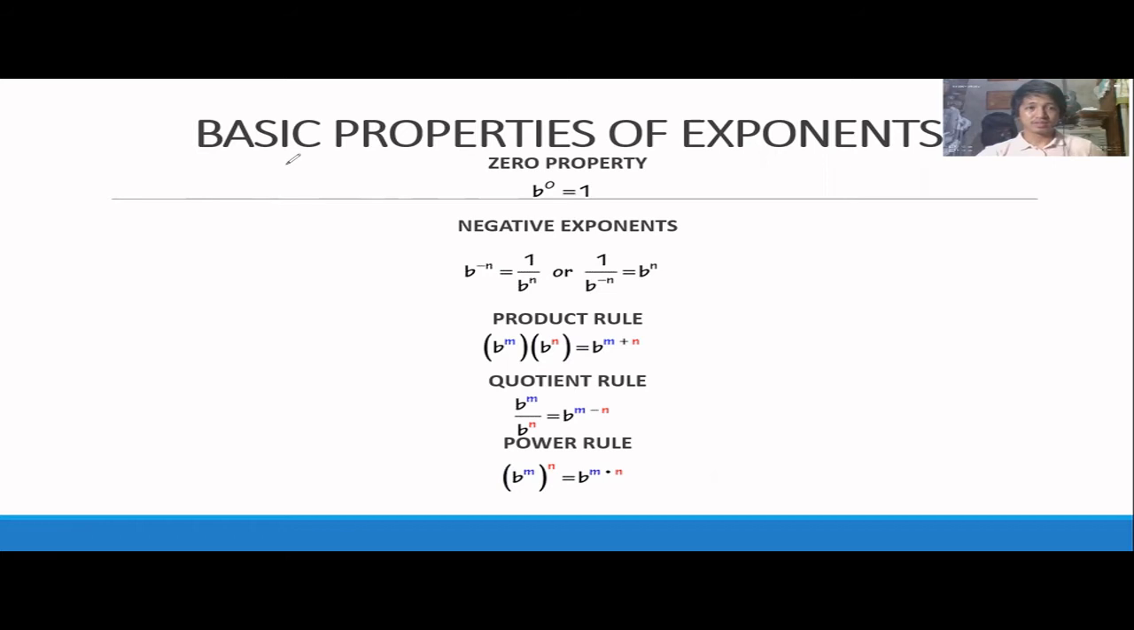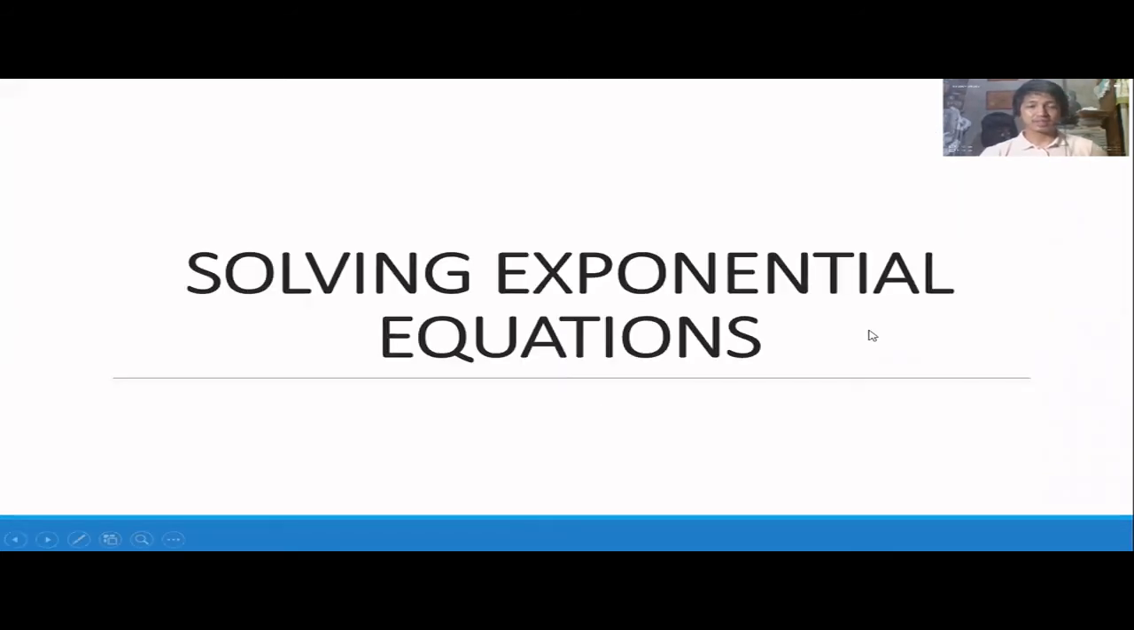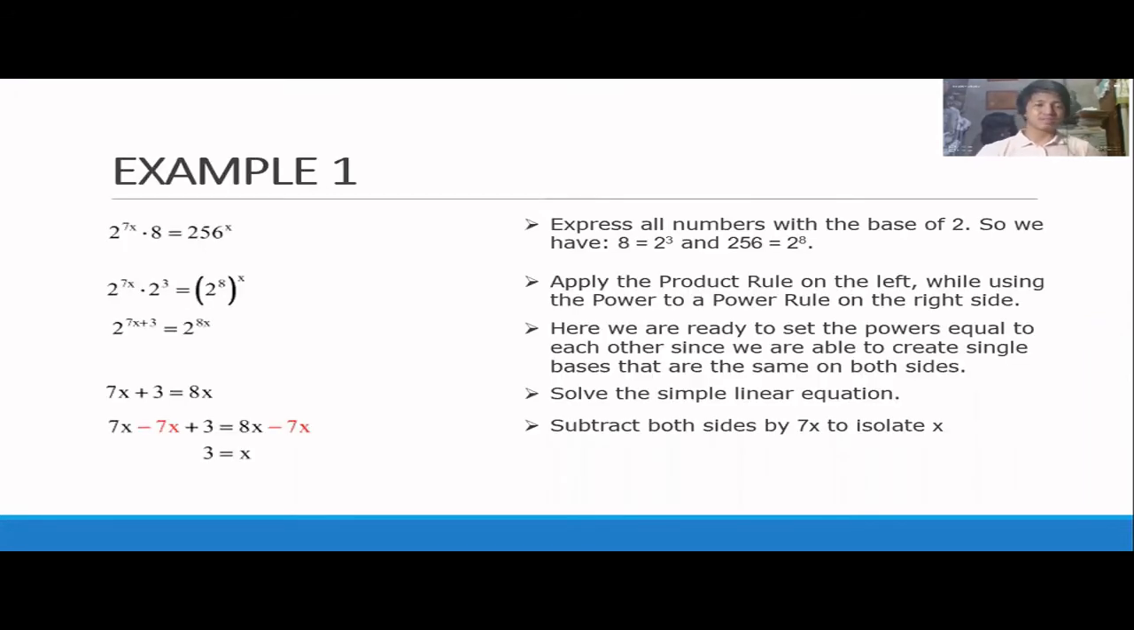Okay. So next, let's move on to solving exponential equations. So let's have example number 1. I have 2 raised to 7x times 8 is equal to 256 raised to x. So basically, the goal for solving exponential equations is to make the bases of the given the same or equal. In Tagalog, the bases need to be the same.